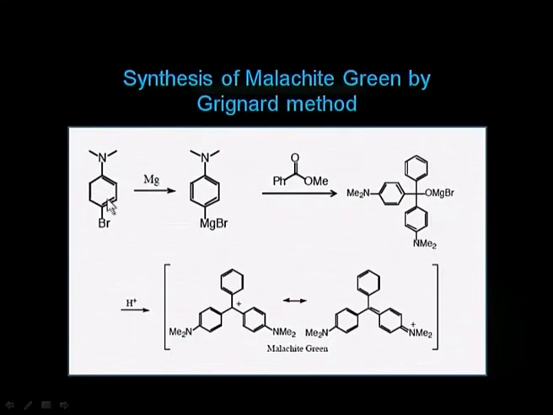Here you can see that this is N,N-dimethyl bromobenzene. It is treated with magnesium to form this Grignard reagent, and this has undergone reaction with methyl benzoate. Two times this Grignard substitution takes place here, so that there is formation of this malachite green, which upon acidification forms the cation, which is a colored salt of malachite green.